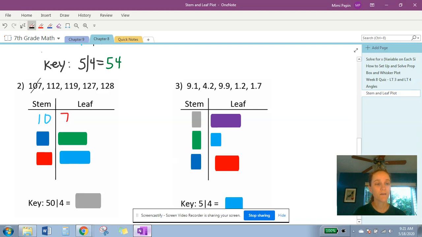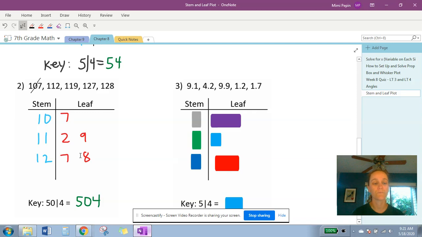So if I look at my key at the bottom here, it says 50 line 4 equals 504. And this is really important so that whoever's looking at this knows that you're talking about hundreds, like if they couldn't see these numbers up here. Okay, and then for 112, I have 1, 1 here because that represents 110. And then my leaf, I have 2 and 9 in the ones place. And then for 120, I have 127 and the 128.